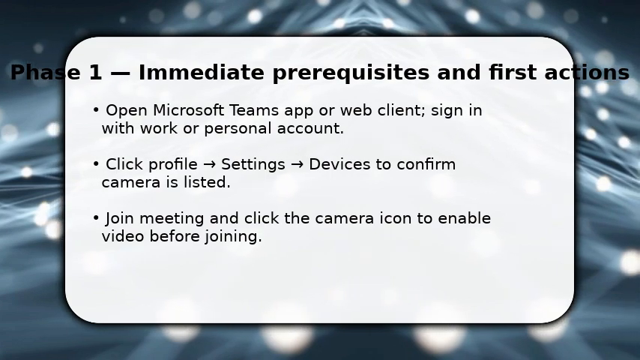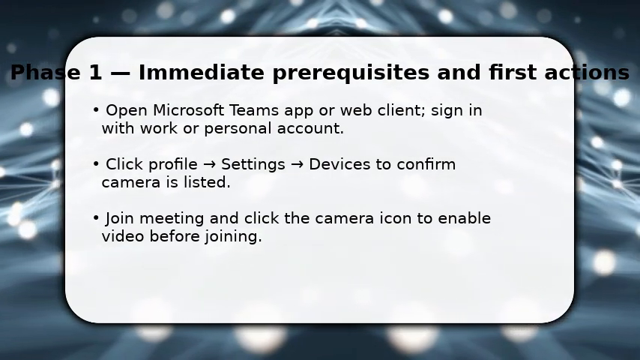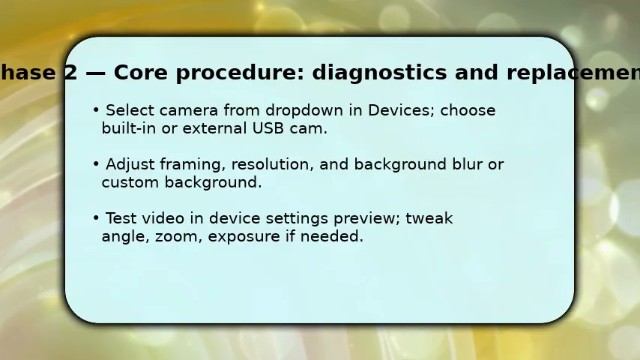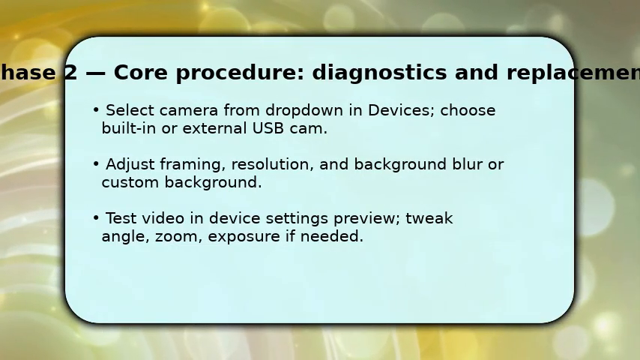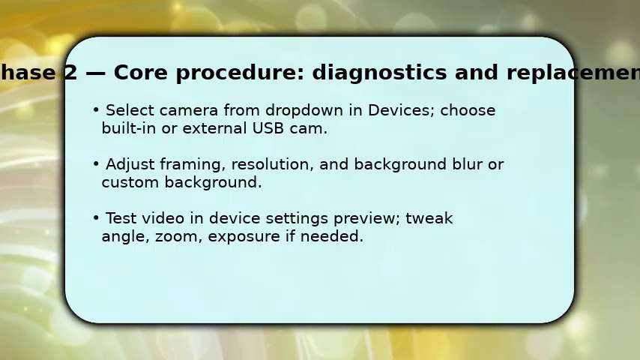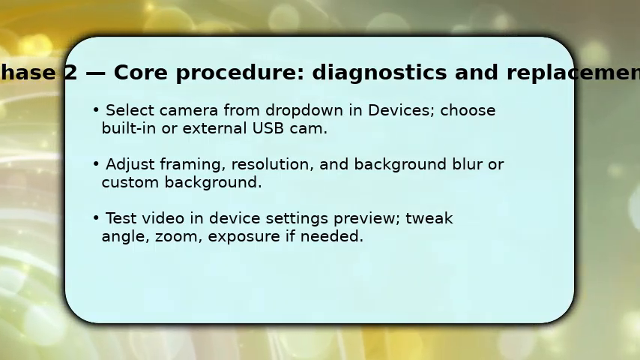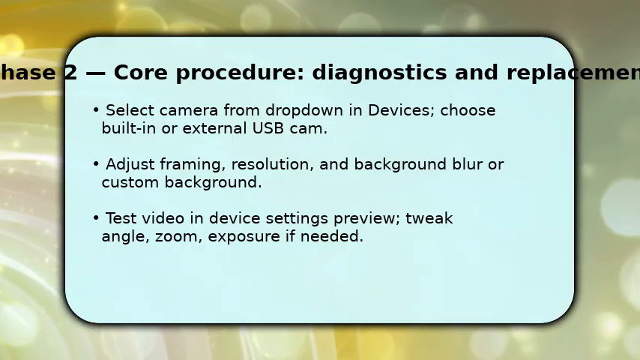Now you refine how you appear. From devices, choose the exact camera, built-in versus external USB, because different models handle light differently. Use the preview to frame your head and shoulders at a natural eye level, and then pick background blur or a custom image to reduce distractions.